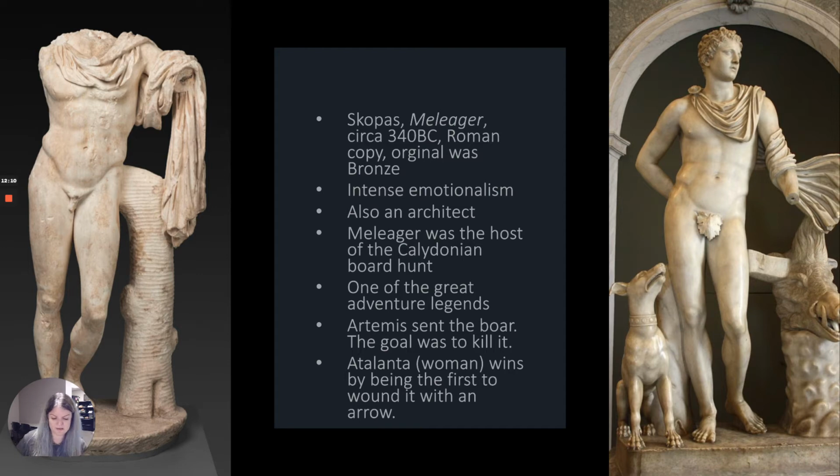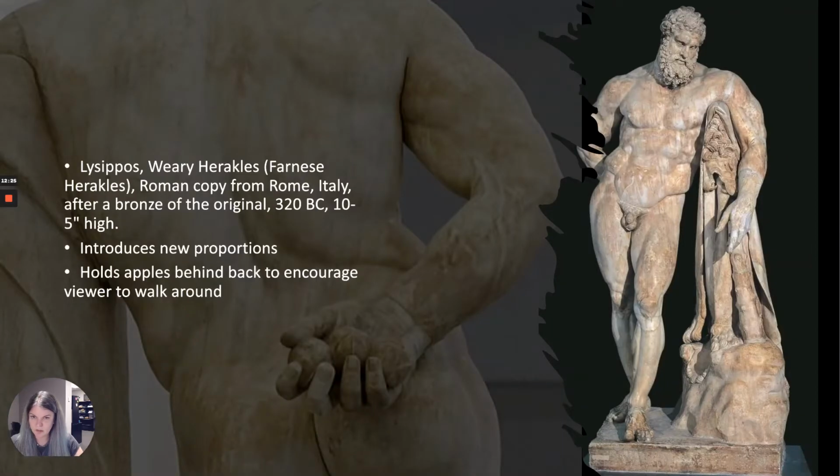He also created the tomb for Mausolus, which was considered one of the wonders of the ancient world, and that's where we get the word mausoleum, from that tomb, which was created by this artist Scopas. So he's kind of the second big guy from the classical period.